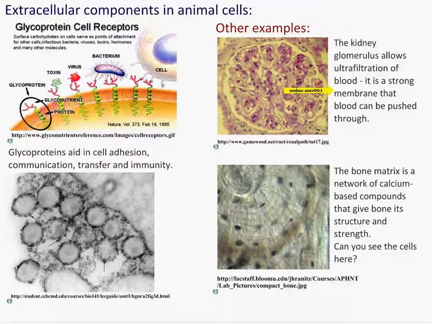So all we need to remember now is animal cells don't have a cell wall, but they definitely have extracellular components, which could be in the form of glycoproteins, which could be cell receptors, or they could be glycoproteins which help in adhesion of cells to one another, or they could be calcium-based components of the bone, or they could be the glomerulus of the kidneys, which helps in ultrafiltration. So our extracellular component is extra support that the membrane gets from these glycoproteins or calciums or the lipid or something.